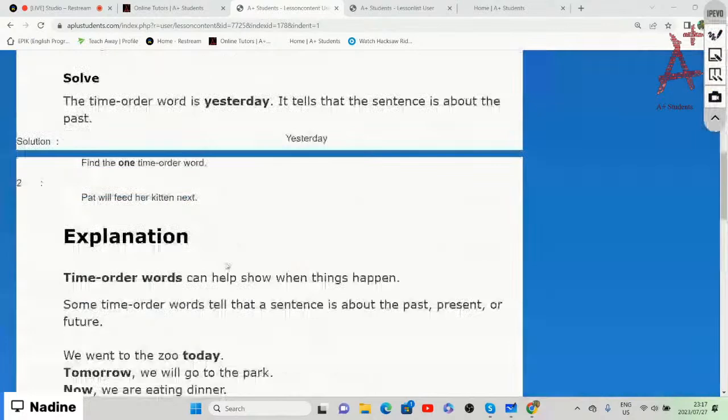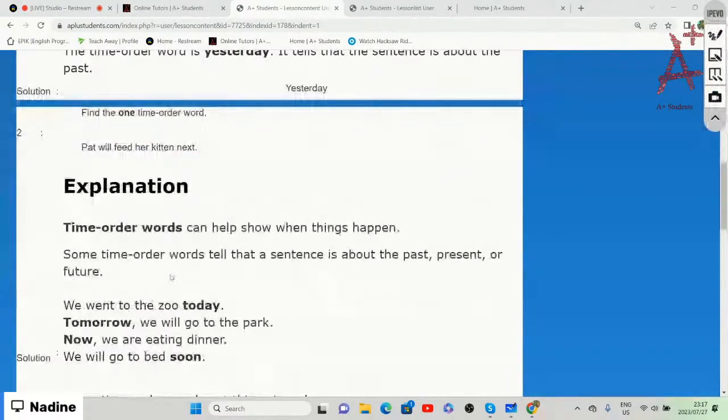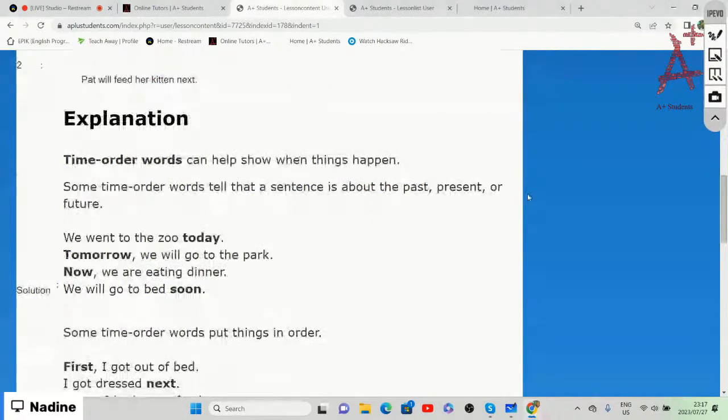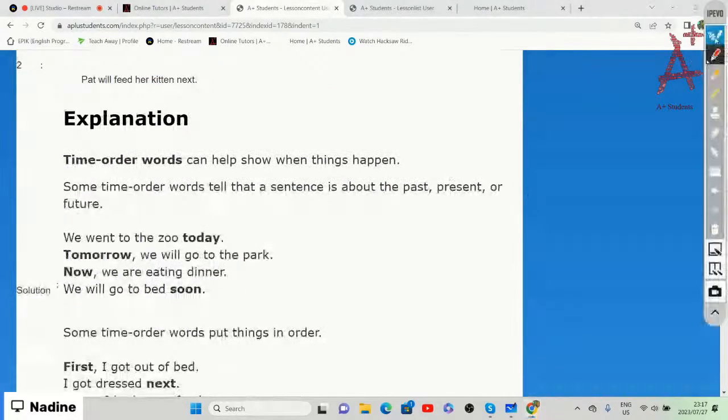All right, we need to find another one time order word. Pat will feed her kitten next. So Pat will feed her kitten next. We need to choose one time order word within the sentence. Pat will feed her kitten next. Next. All right, so if we were to choose the one time order word within the sentence, then we will say it's next.